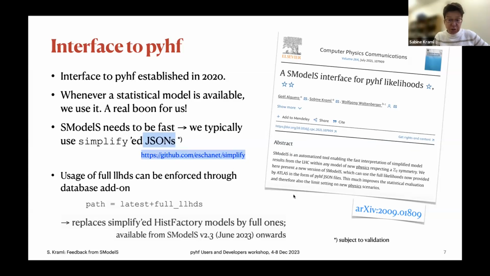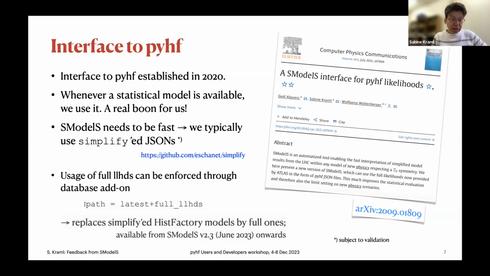But of course, we then test to a great extent that this is actually a good approximation. And the usage of the full likelihoods instead of the simplified ones can be enforced now. So this is new since version 2.3 of SModelS. It can be enforced through database add-ons.